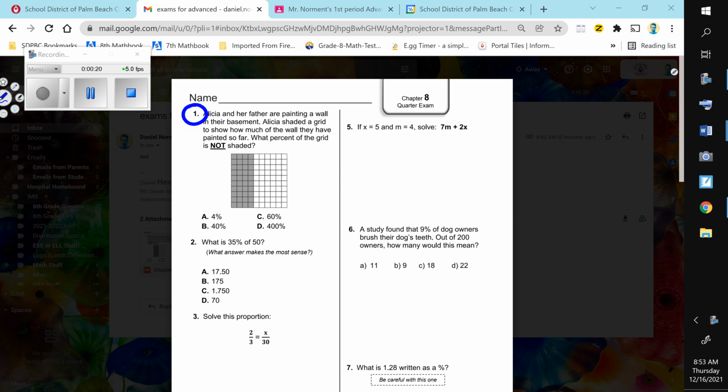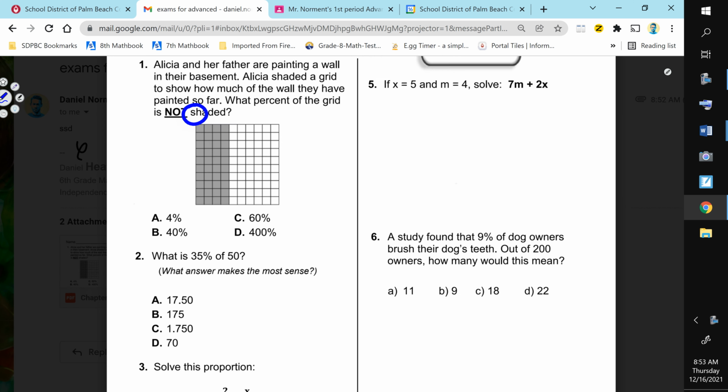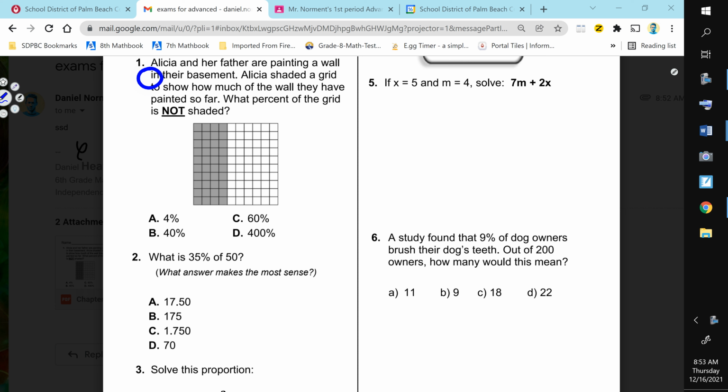Number one, let me make it a little bit larger. Let me get rid of that. Okay. Now, if you missed number one, my guess is you counted all these boxes and said that there's 40% that are shaded. But remember, the question is, how many are not shaded? So you need to figure out what is this percent. Okay? That's all the help you're gonna get for that one.